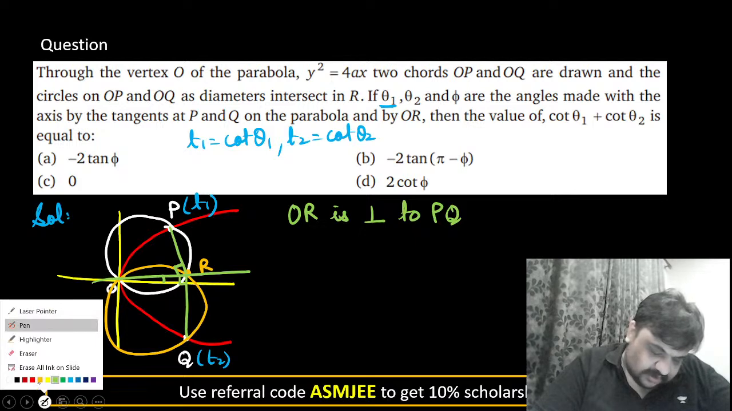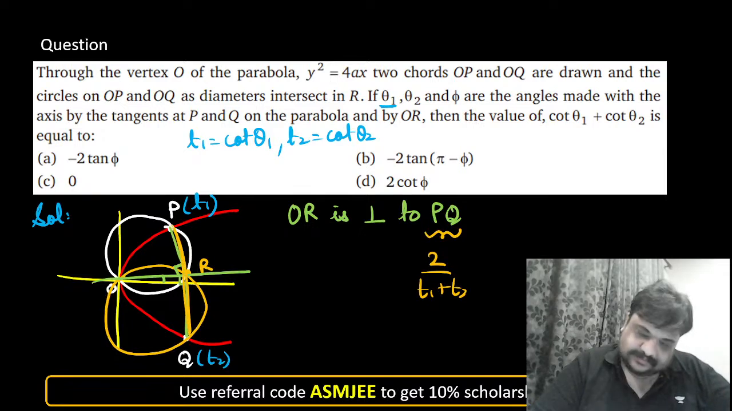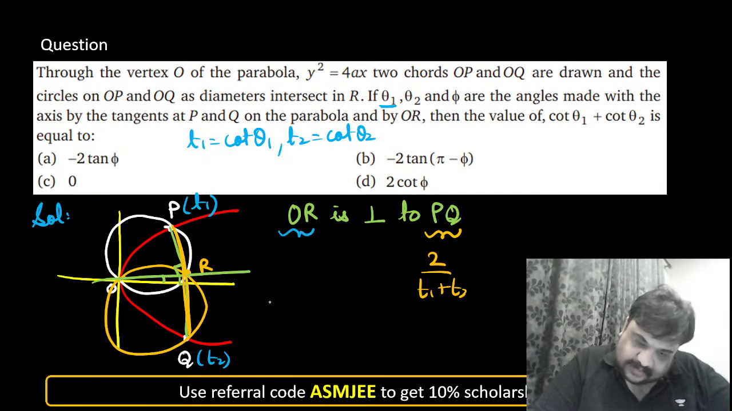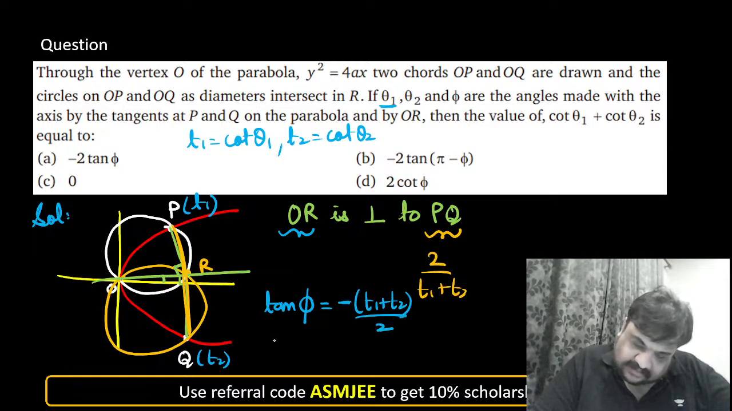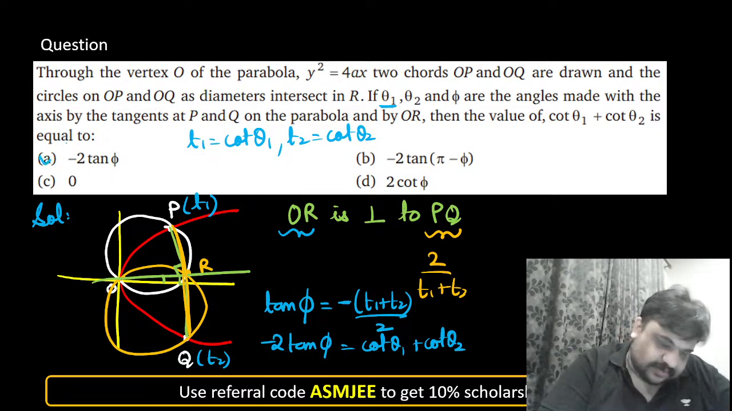Now what is the slope of PQ? What is the slope of PQ? 2 by T1 plus T2. It's a chord, right? So what is the slope of OR? So tan phi should be equal to minus of T1 plus T2 by 2. In other words, minus 2 tan phi should be equal to cot theta 1 plus cot theta 2. So minus 2 tan phi, option A.